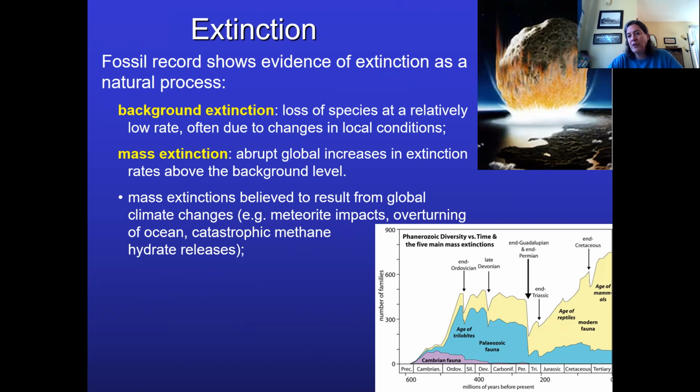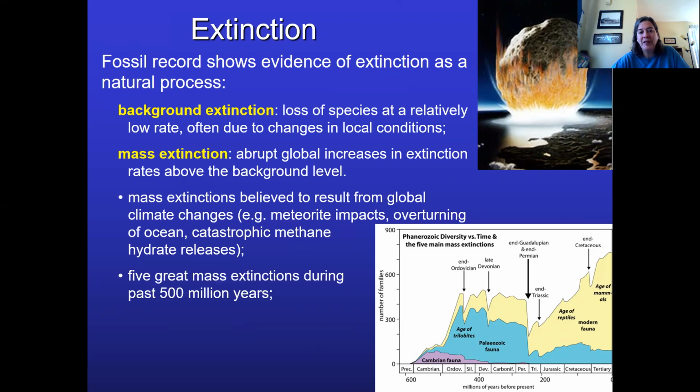But other things that might cause them are the overturning of the ocean, which matters because for a lot of our history, most of our life has been in the oceans. Catastrophic methane hydrate releases, which can lead to rapid climate changes. And there's other theories out there too. We've had 5 of them in the past, and they've happened at random intervals. There isn't any regular pattern to these mass extinctions.